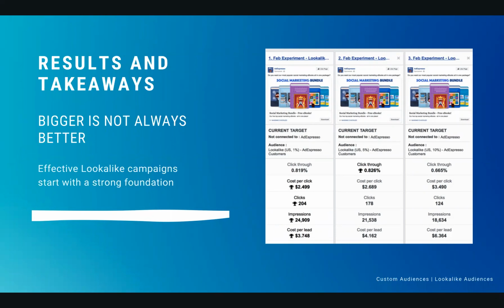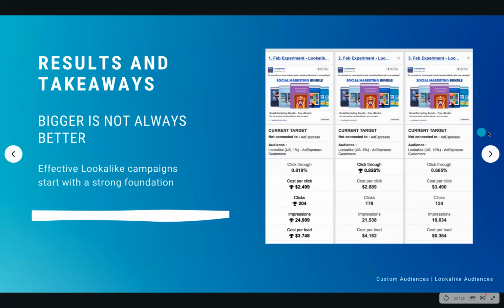And despite being the smallest population size, 1% ended with the highest number of impressions. And if you look at the cost per lead, 1% again has the lowest with $375, followed by $416 and $636 for 5% and 10% respectively. Lookalike campaigns can be very effective for lead generation when using the right sample size and having a good current customer list to find new customers off of.